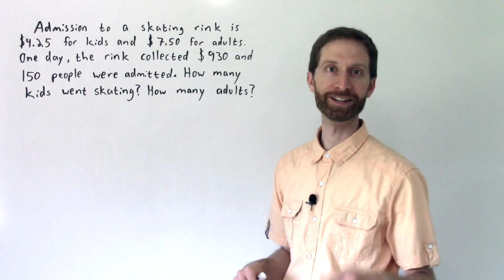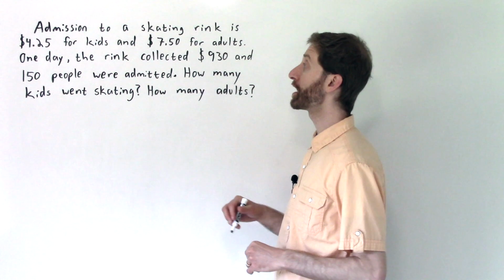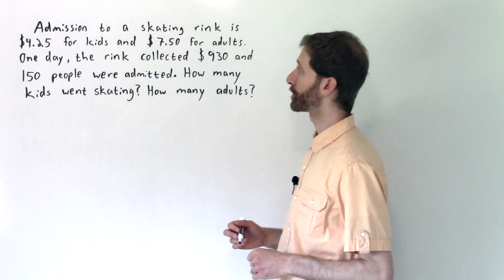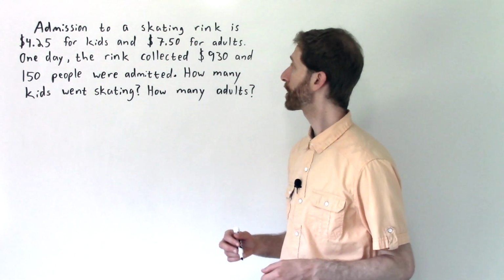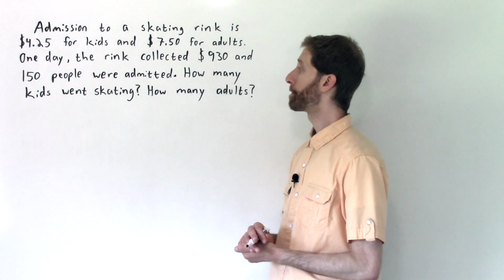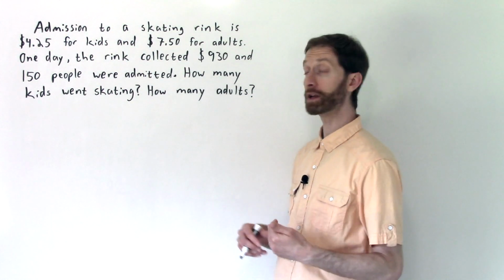I'm stoked. So this says admission to a skating rink is $4.25 for kids and $7.50 for adults. One day, the rink collected $930 and 150 people were admitted. How many kids went skating and how many adults?